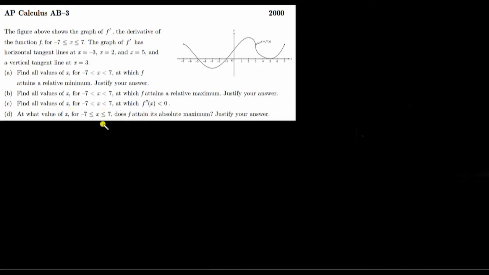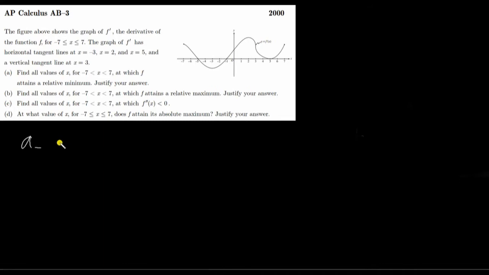Okay, so to answer this question, you really need to know the connections between f, f prime, and f double prime. Okay, so in part A, we need to find all values of x on this interval. So notice for all the questions, this is from -7 to 7. That's just talking about this area. So we want to find all the values of x for which f attains a relative minimum.